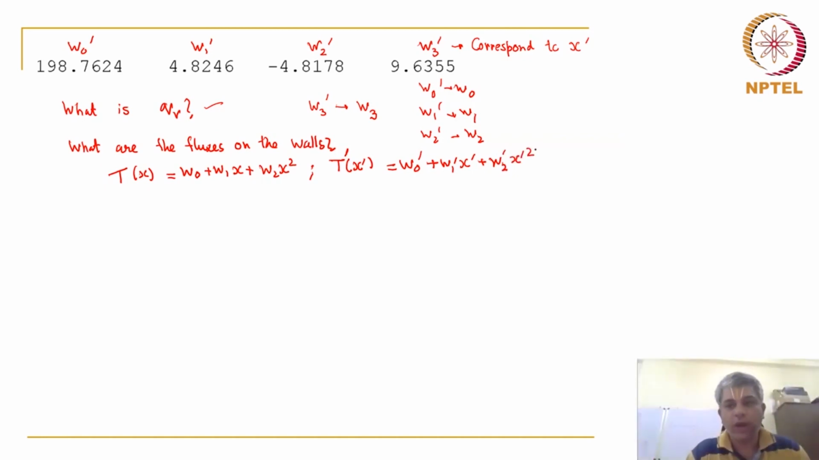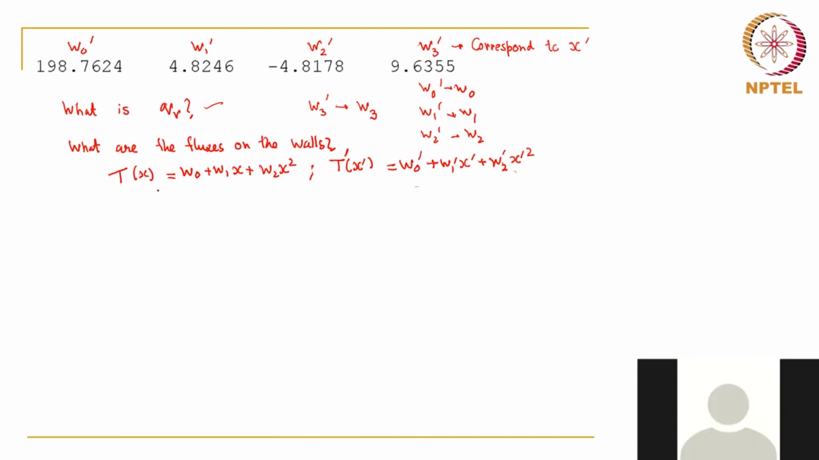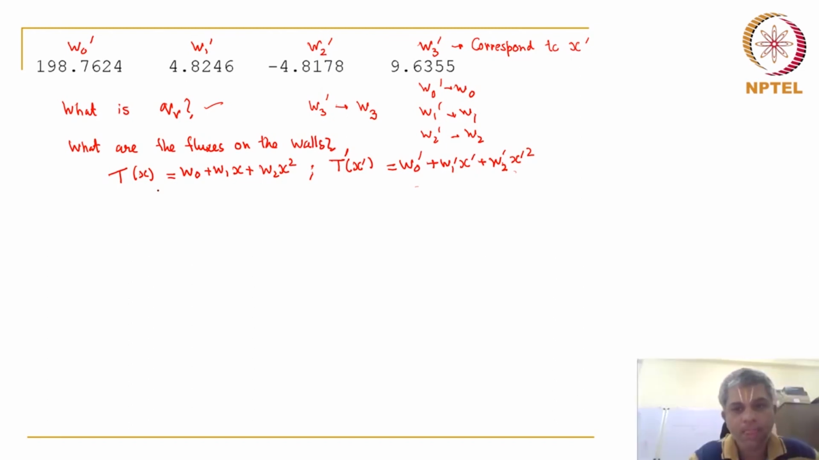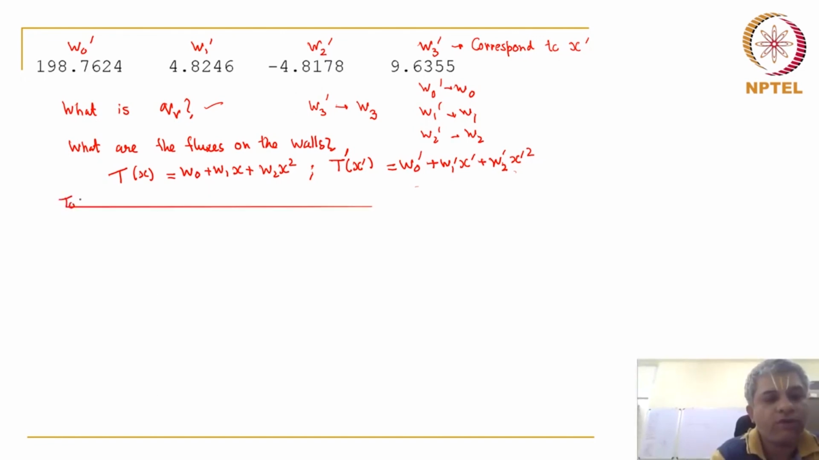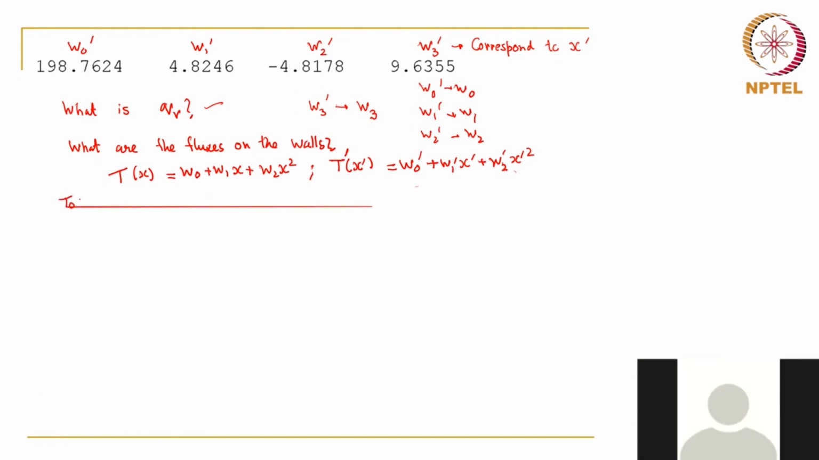So the question is, now that we have found W0 prime, W1 prime, and W2 prime, how do we convert from W0 prime to W0, W1 prime to W1, etc.? So, does somebody have any suggestion? Sir, we can replace X prime by X minus the normalization factor, and then we can solve it. In that case, the coefficient of X will be W1, X square will be W2, and the constant will be W0. So that is one way to do it.